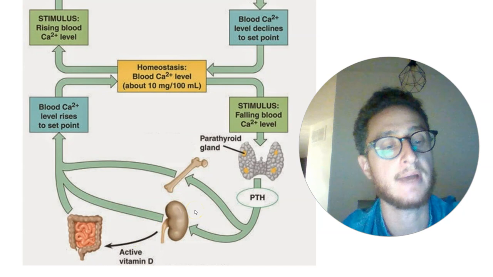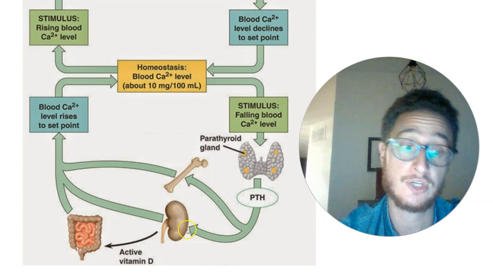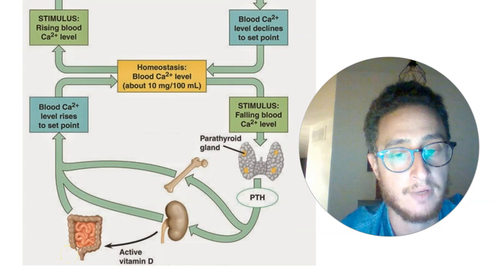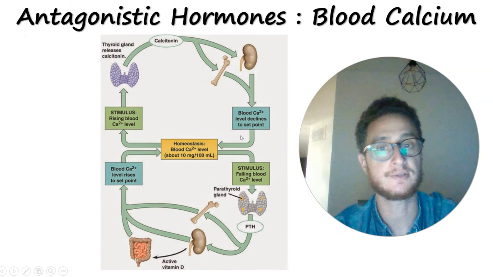One other cool side note is that PTH tells the kidney to do a fancy chemistry trick to take one form of vitamin D and change it into a more active form. And that active vitamin D, now produced by the kidneys, tells the small intestines to increase their uptake of calcium from whatever food you have. So you'll be taking in more calcium than you otherwise would without it. And so together we maintain these homeostatic levels of blood calcium.